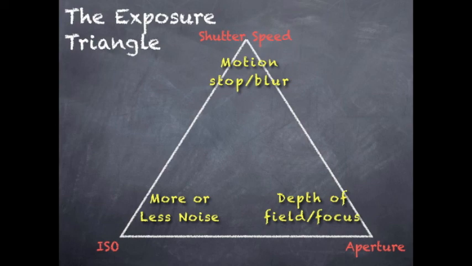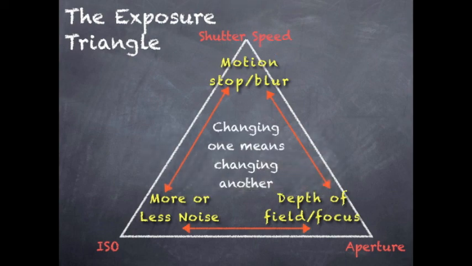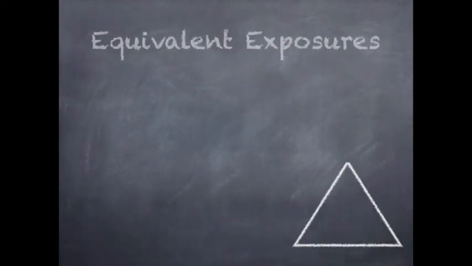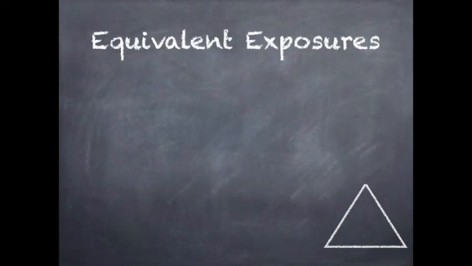Each one of these three things, shutter speed, aperture, and ISO, are interdependent. They depend on one another. So a change in shutter speed requires a change in aperture, simply because the total volume of light entering the camera should stay the same for any given scene. Similarly, if we change the ISO, we'll probably need to change the aperture or the shutter speed. So changing one of these elements necessarily means changing another. And that is because there is this equivalency of exposures.